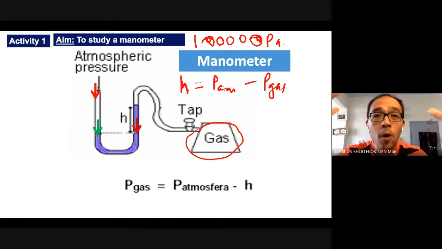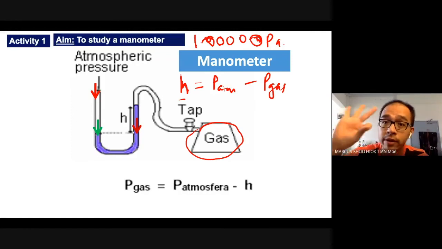So the more gas molecules you have, the more stressful it's going to be, the higher the pressure. The fewer molecules you have, the lower the gas pressure. So in this case, the atmospheric pressure is obviously winning. That's why we write h equals atmospheric pressure minus gas pressure, because atmospheric pressure is winning.